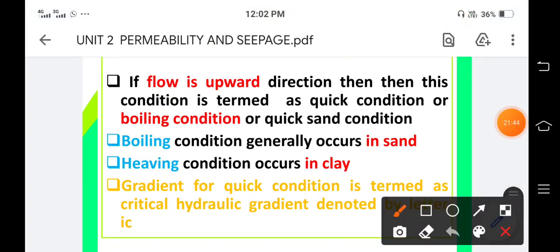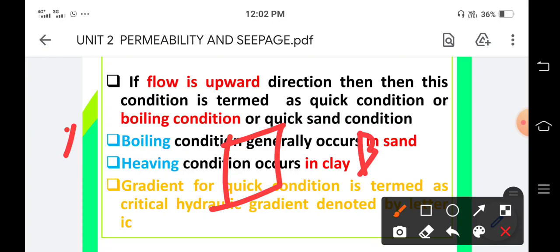As we know, in most cases when water flows from one place to another, suppose this is point A and this is point B and this is a soil sample, the flow of water is from the upward direction to the downward direction under the action of gravity, which is called permeability.